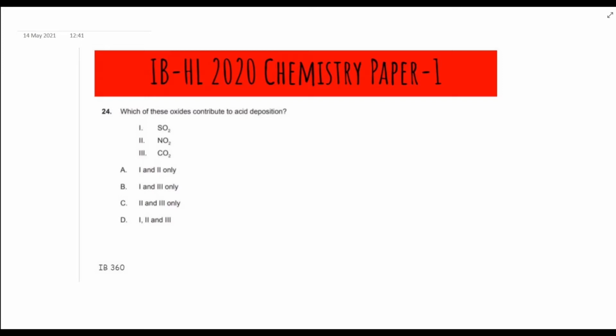Now moving on to question 24, this question asks us which of these oxides contribute to acid deposition. So this is a theoretical question mostly, but we know that oxides of sulfur and oxides of nitrogen actually contribute to most of the acid deposition. So option A is the correct answer for question 24.